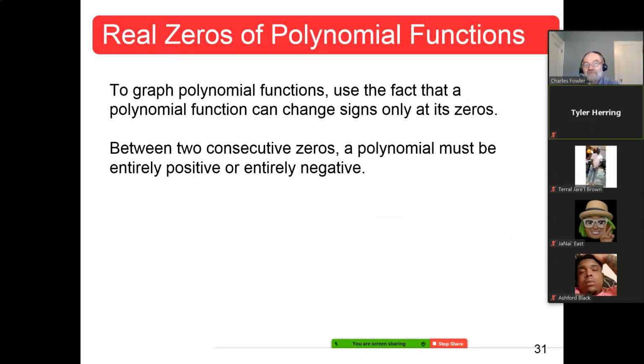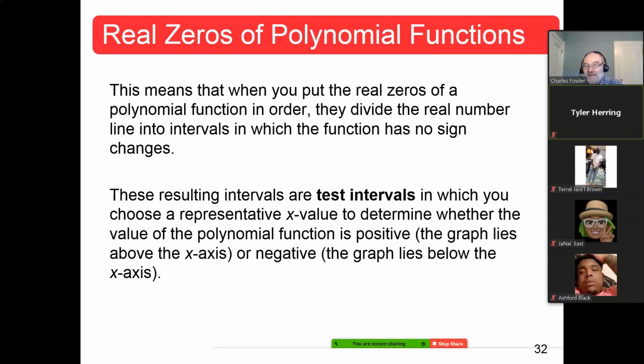To graph polynomial functions, use the fact that a polynomial function can change signs only at its zeros. It may not change at the 0, but that's the only place it can, because polynomial functions are smooth and continuous. So between any two consecutive zeros, the polynomial must either be totally positive or totally negative. So we're getting more characteristics of polynomial functions that you can see.